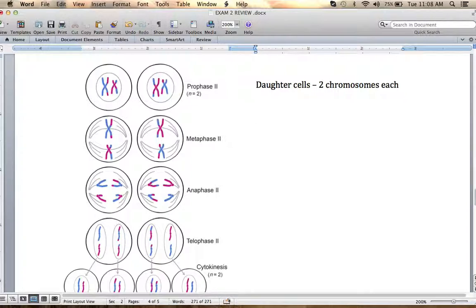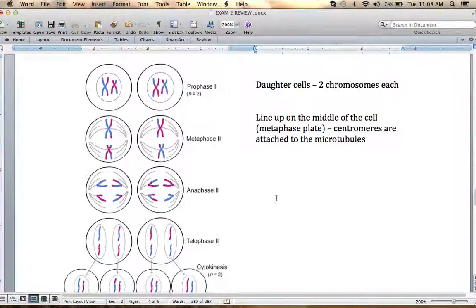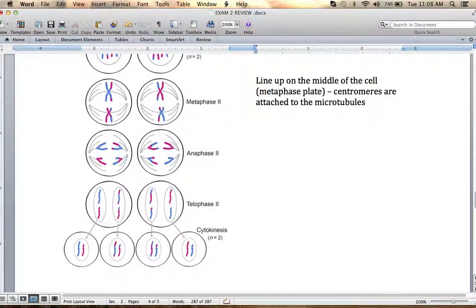In metaphase 2, they're going to line up in the middle of the cell called the metaphase plate. Notice that it's a single layer again, like what happens in mitosis, and that the centromeres, which join the sister chromatids together, are attached to the microtubules, just like in metaphase of mitosis. And then in anaphase 2 of meiosis, these sister chromatids are pulled apart. And this is just like in mitosis. Sister chromatids are pulled apart.